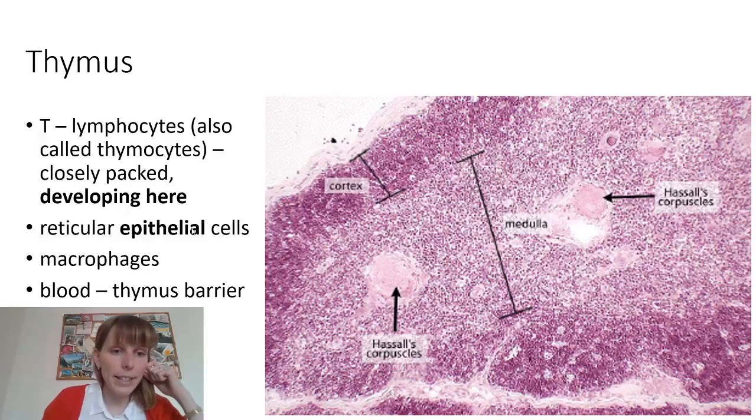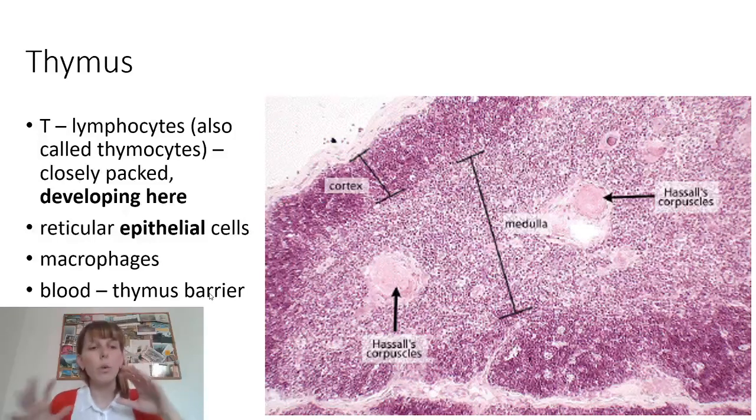For the T lymphocytes, you also have macrophages that will be destroying the T lymphocytes that are not well developed and need to be destroyed. And there is a barrier between the thymus and the blood, because you need to regulate that only the well-developed, specifically activated T lymphocytes will be entering the bloodstream. Because at the beginning you make a lot of T lymphocytes and only some of them will be released into the blood because they are nicely functioning.